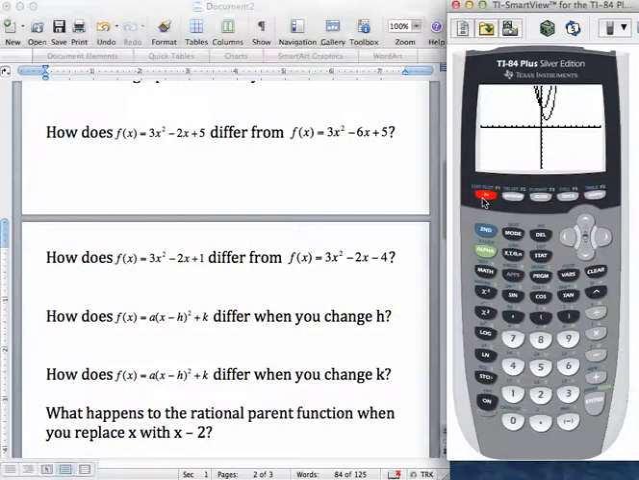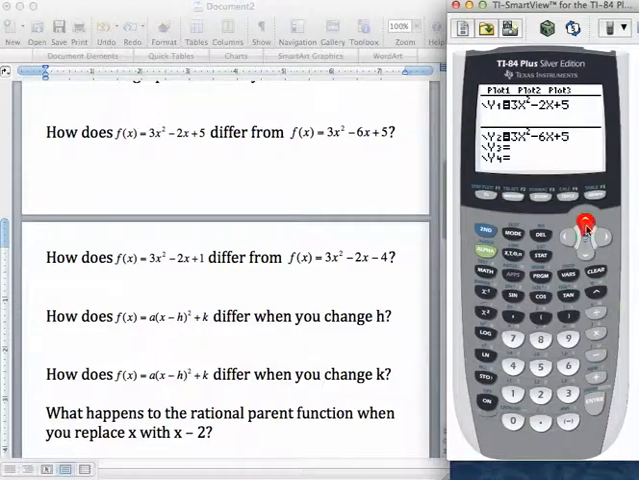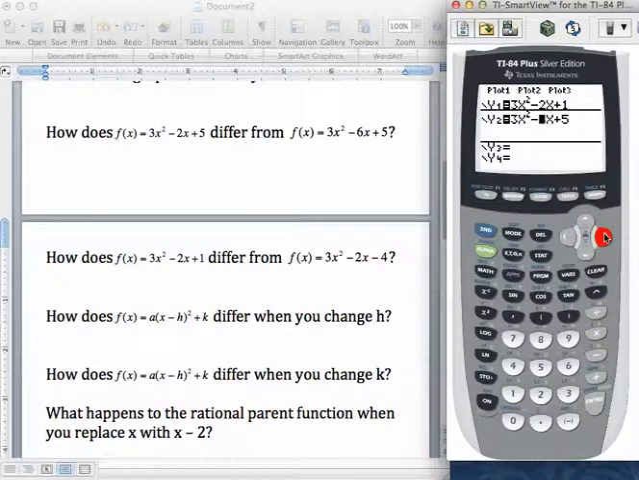So the back number, let me go over here. We're going to keep that the same. We're just going to change the 5 to a 1. This is super slow. And then here, we're going to do 3x squared minus 2x minus 4. That is not 2x at all.